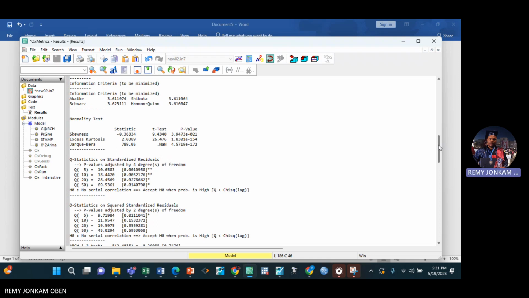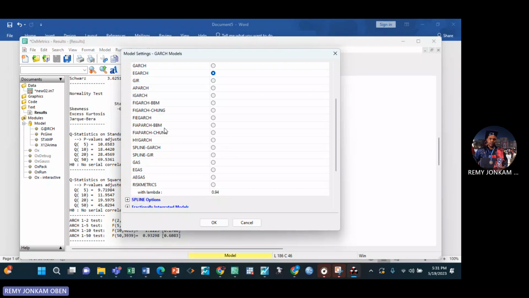Model, still everything the same. Now let's check FIEGARCH. So guys, this EGARCH is telling us if we have leverage effects or not. This FIEGARCH, there are two of them, BBM and Chung, but FIEGARCH is telling us if we have long memory or not. So this FIEGARCH is like combining FIGARCH and EGARCH, right? So it's checking simultaneously if we have leverage effect and also long memory.